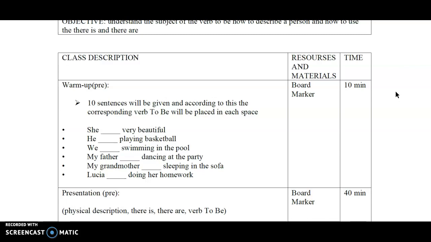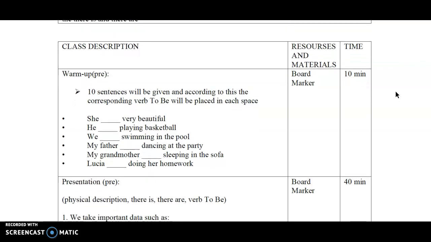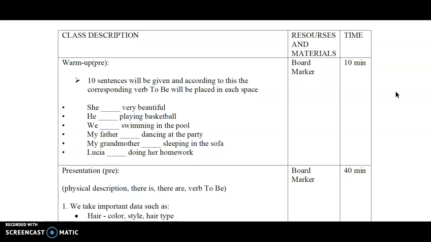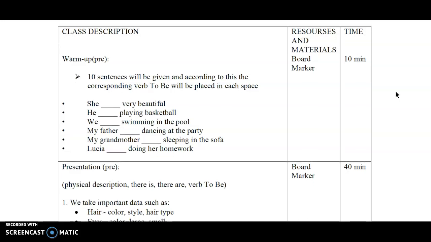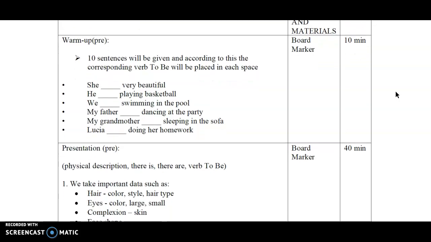Warm up: 10 sentences will be given, and according to this, the corresponding verb to be will be placed in each space. She is very beautiful, he is playing basketball, we are swimming in the pool, my father is dancing at the party, my grandmother is sleeping on the sofa, Lucia is doing her homework. Resources and materials: board, marker. Time: 10 minutes.